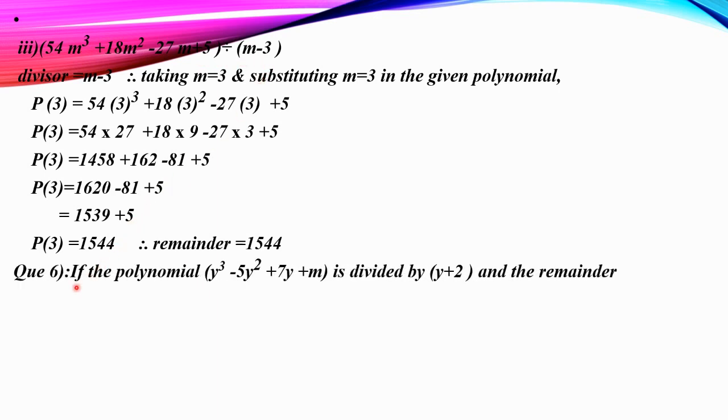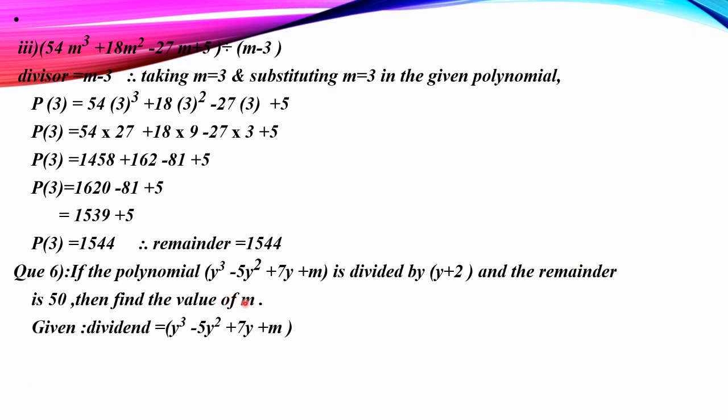Question number 6. If the polynomial y cube minus 5y square plus 7y plus m is divided by y plus 2 and the remainder is 50, then find the value of m. Given is the dividend y cube minus 5y square plus 7y plus m and divisor is y plus 2. Remainder is also given as 50.